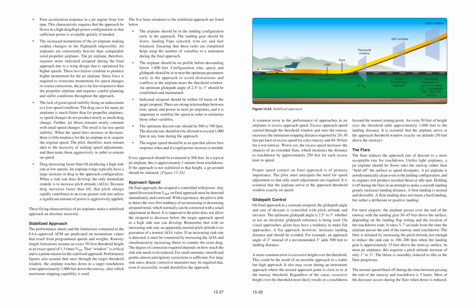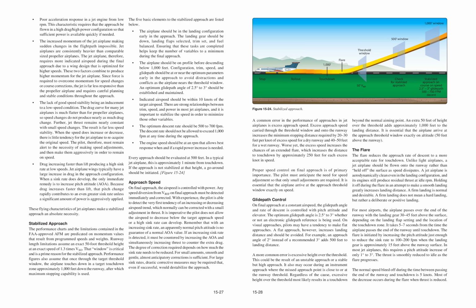6. Drag increasing faster than lift, producing a high sink rate at low speeds. Jet airplane wings typically have a large increase in drag in the approach configuration. When a sink rate does develop, the only immediate remedy is to increase pitch attitude, AOA. Because drag increases faster than lift, that pitch change rapidly contributes to an even greater sink rate unless a significant amount of power is aggressively applied. These flying characteristics of jet airplanes make a stabilized approach an absolute necessity.